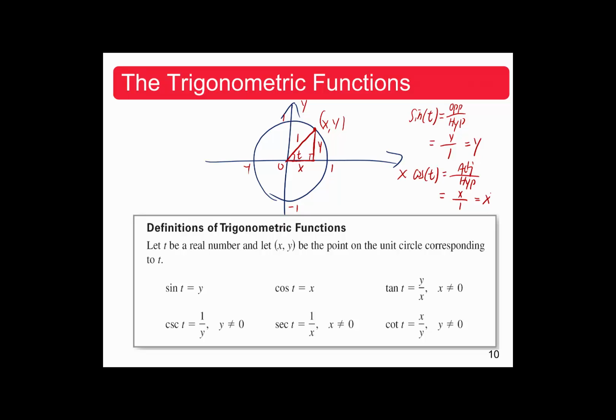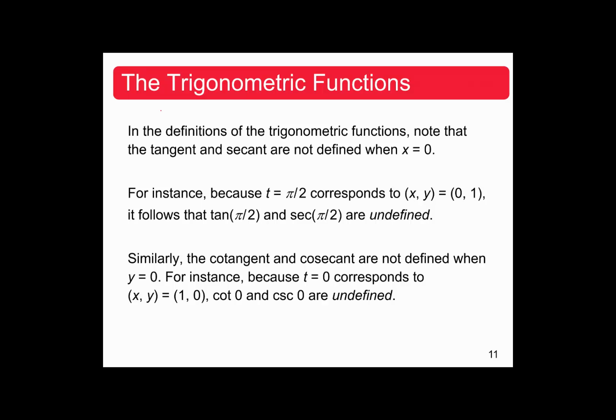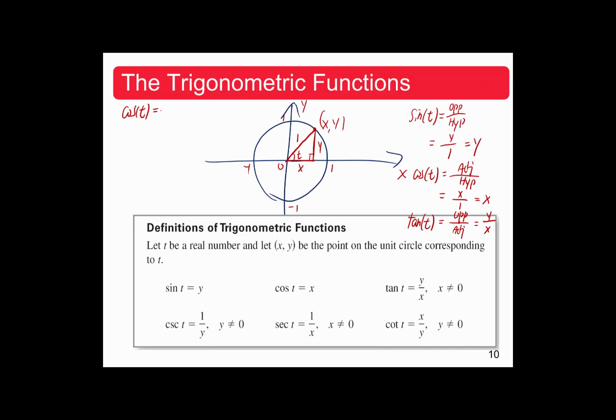And you can also write tangent of angle t. Tangent is opposite over adjacent. Opposite is y over adjacent x. And then cotangent t is adjacent over opposite. Adjacent is x over opposite, which is y. So cotangent is x over y.